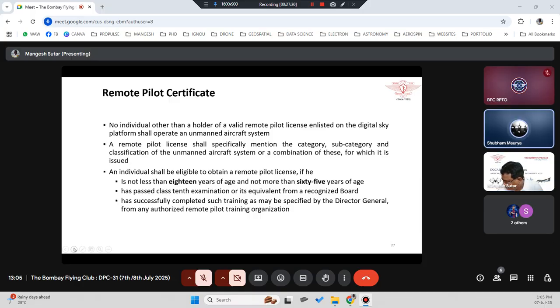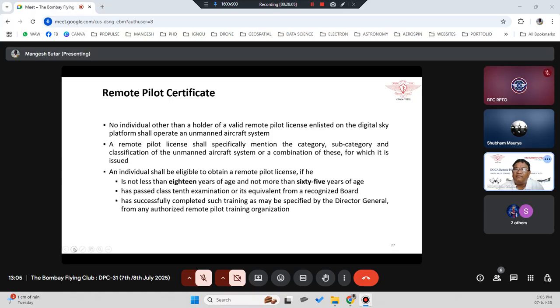So is this only for drones that are above 2 kg, or can I fly below 2 kg in a green zone without permissions also? Yes. If you are flying a drone below 2 kg, that is 250 grams up to 2 kg, which is the micro category, and you are flying for non-commercial purposes, you don't require permission. But if you are doing it for commercial purposes, you require permission for that also. For nano, it is completely exempted.